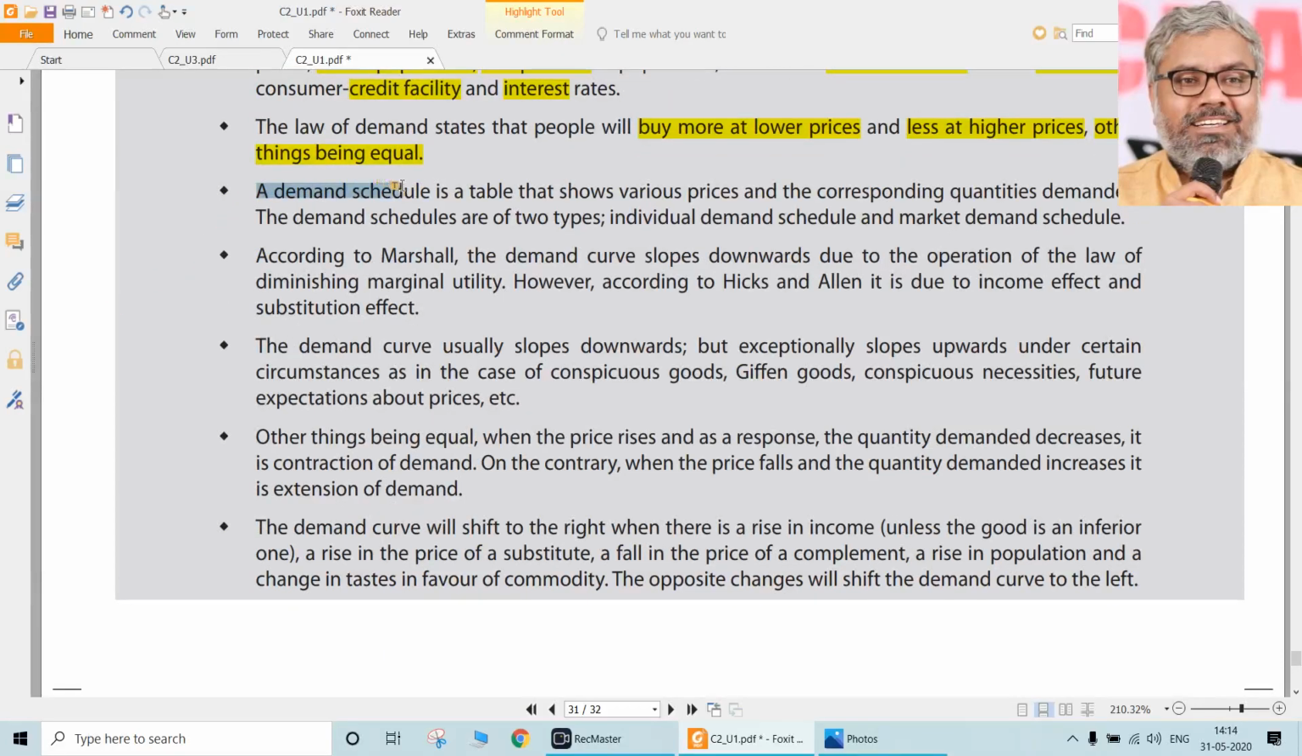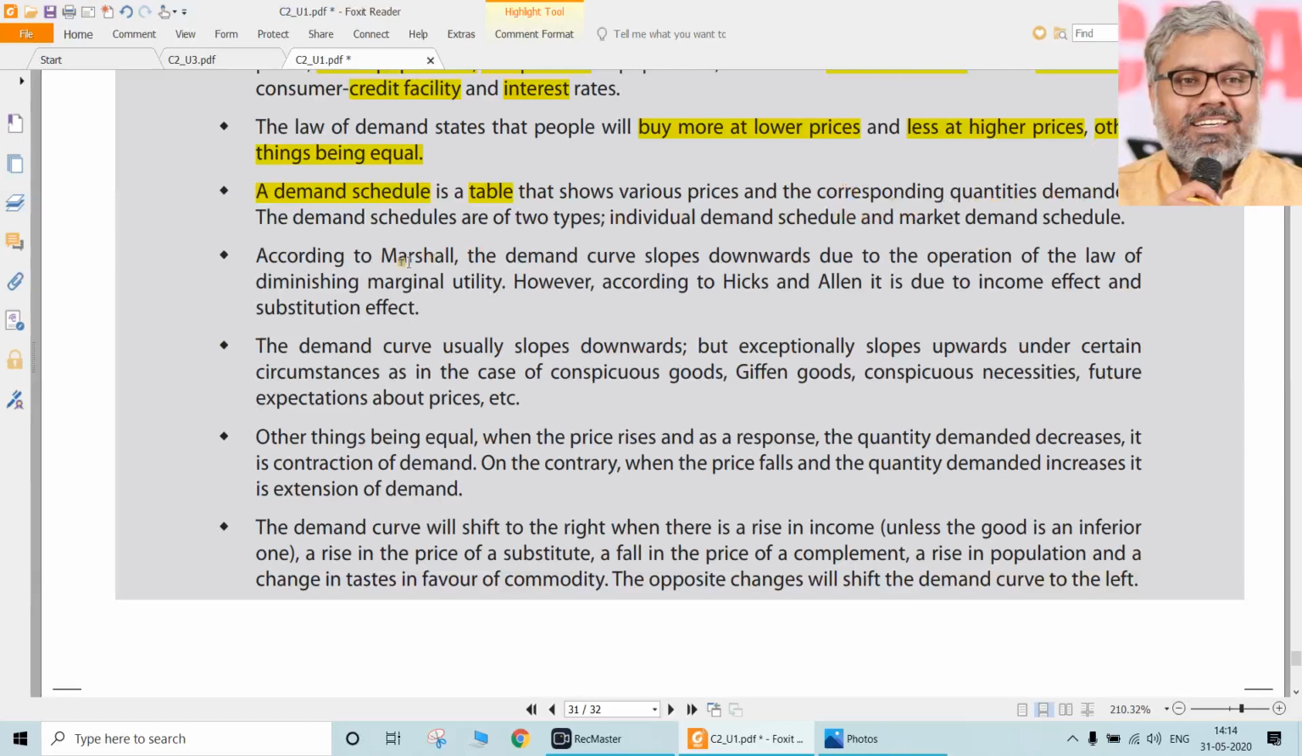And also we discussed about what is a demand schedule, which is nothing but a table. You use the word table or you call it a schedule, it doesn't matter, both are same, but schedule is a little sophisticated word that we use. That's why we call it as a demand schedule. What is that? Basically, it is a table showing the various prices and the corresponding quantities demanded.